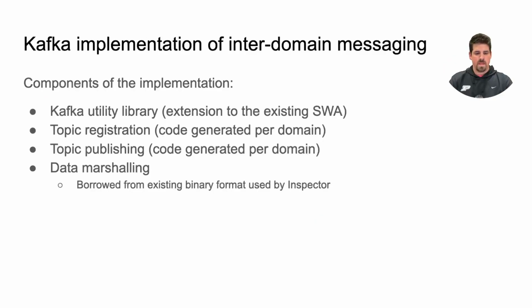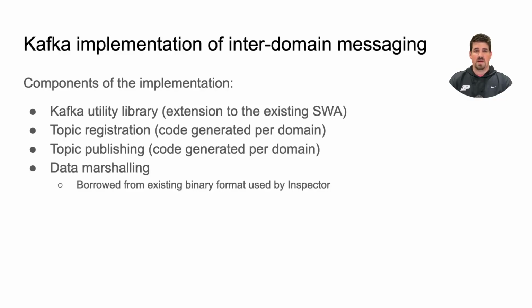Thanks, Tristan. Now, with that as a backdrop, I want to get into how our implementation actually works. You can break down our Kafka implementation into 4 components. The first is the Kafka utility library. This is the part of the system that's common to the entire deployed system, including all of the domains. This handles connecting to the messaging broker as well as registering topics and processing incoming messages and publishing outgoing messages.